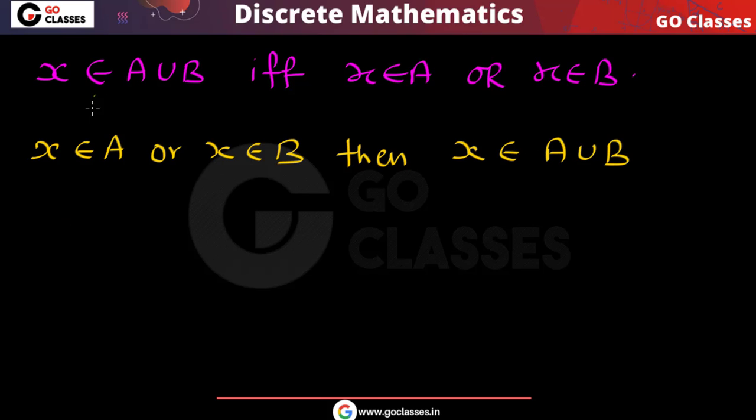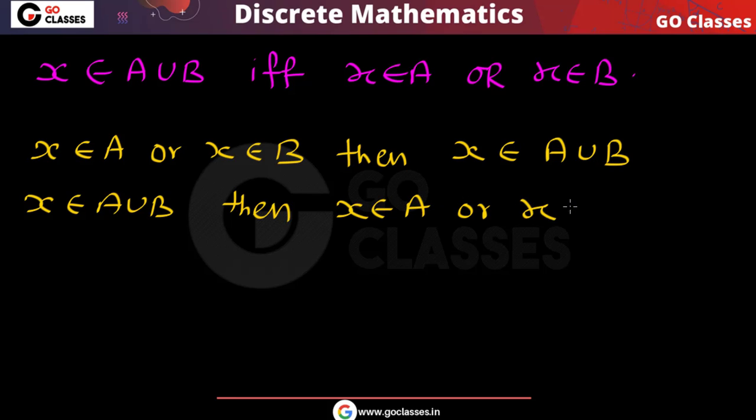Similarly, I can also say the reverse direction. If x belongs to A union B, then we can say that definitely x either belongs to A or x belongs to B or x belongs to both. This "or" is basically inclusive or. By default, or means inclusive or. So it means that if x belongs to A union B, then x belongs to A or x belongs to B or x belongs to both A, B.